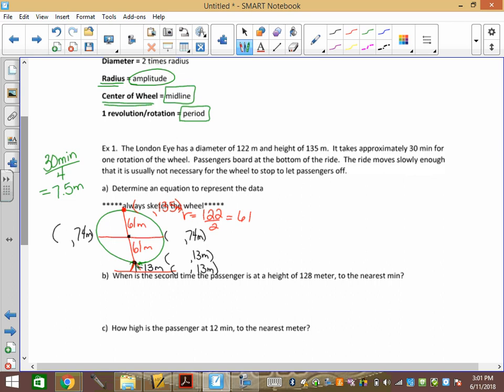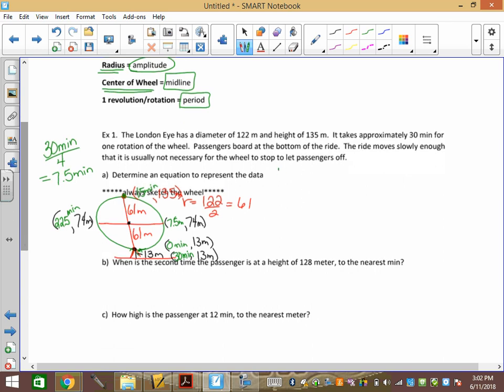7.5 meters or minutes? Is it minutes? So this would be 0 minutes when I get onto the Ferris wheel. This would be 7.5 minutes when I reach the midline, correct? On the way up, I reach the midline at 7.5. This would be 15 minutes when I reach the maximum. This would be 22.5 minutes when I reach the midline on the way down. And then this would be 30 minutes when I reach the bottom. We agree? So we're going to come up with the 4 equations.